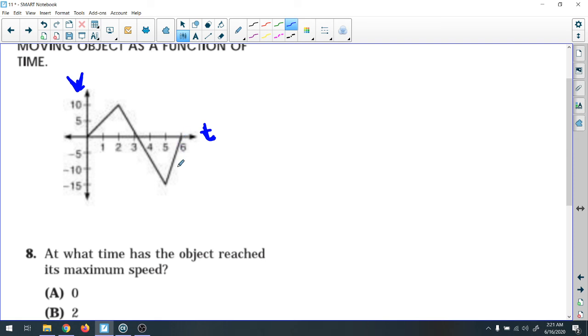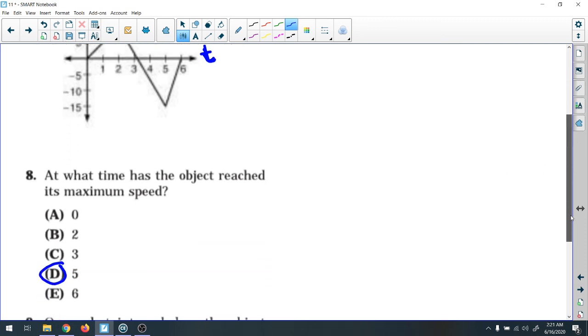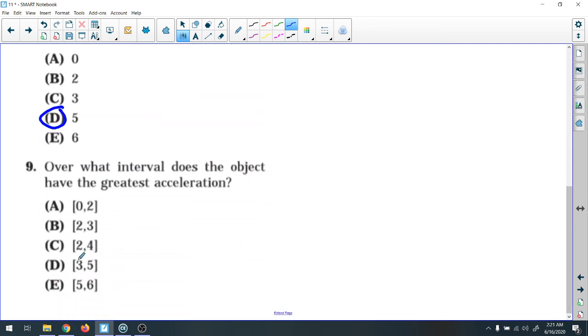From 5 to 6, the slope will be, in terms of speed, from 15 to 0 in just 1 unit. So 15 divided by 1 is 15. This is the highest acceleration. The highest acceleration for this object was from 5 seconds to 6 seconds. So the answer to this question is E.